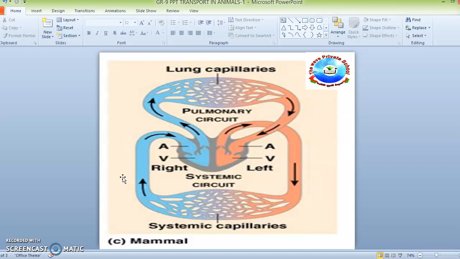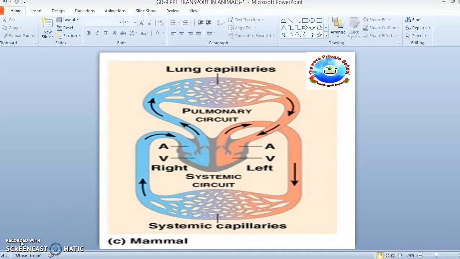We have the red pigment called hemoglobin. That is why our blood is red in color. And horseshoe crabs and squids have a blue pigment called hemocyanin. That is the reason they have blue blood.